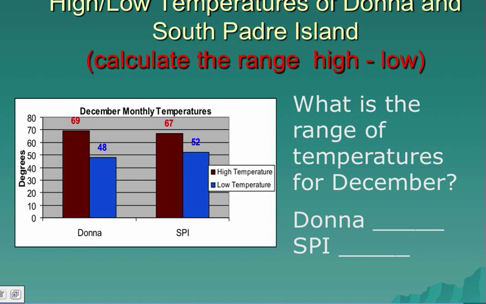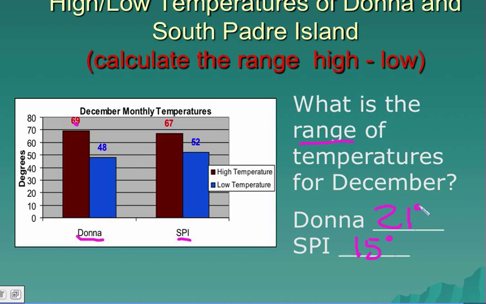One more look at data. We have 2 cities in Texas, and we want to figure out which one is likely the coastal city, which one is likely the inland city. So we want to calculate the range of temperatures for each month. We have 2 months to look at. Here we have one city of Donna. Its high during December is 69, and its low is 48, making its range 21. 21 degree difference within December. As far as South Padre Island goes, its range is 15 degrees.